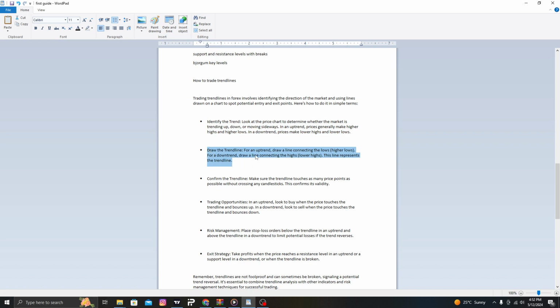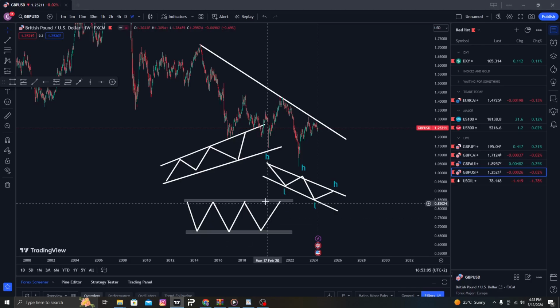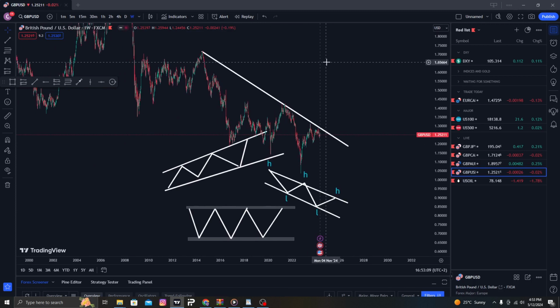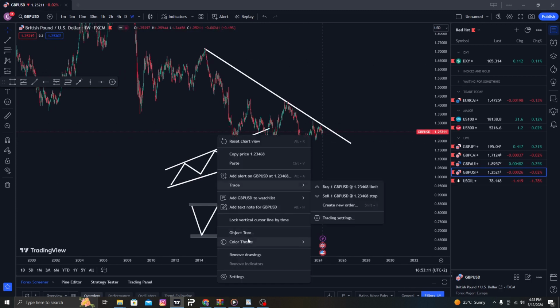Draw a trend line. For an uptrend, draw a line connecting the lows. For a downtrend, draw a line connecting the highs. This line represents the trend line. So let me explain this point because I know most of you don't understand it. Let me remove everything, because I'm sure you understand whatever I was speaking about here.